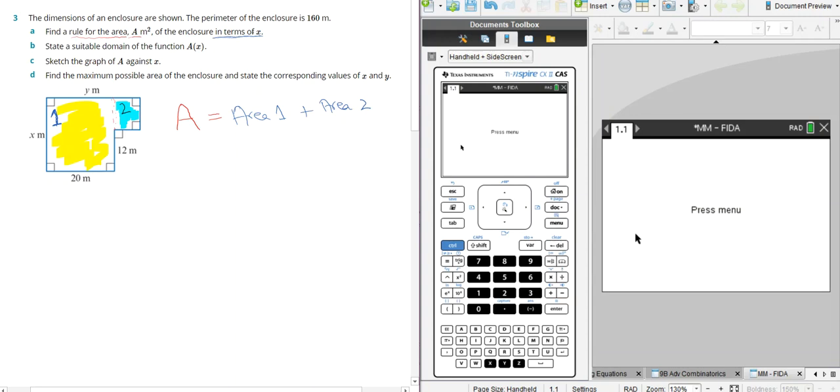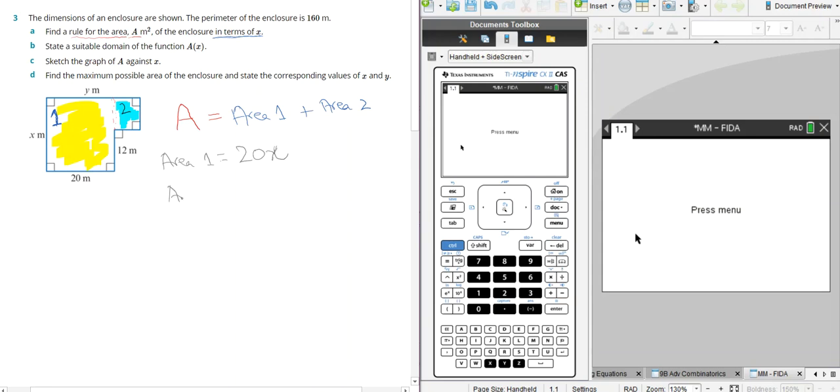All right, so let's start finding the area for area 1, which is the yellow highlighted section. Area 1 is the length of this, which is the vertical. The vertical height is x, and the horizontal is a 20-meter length. So my area is length times width, so that's just going to be 20 times x. So that's just 20x.